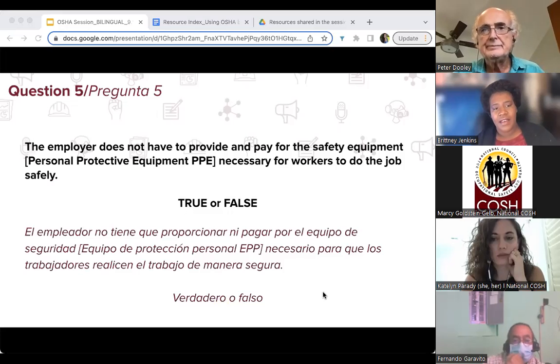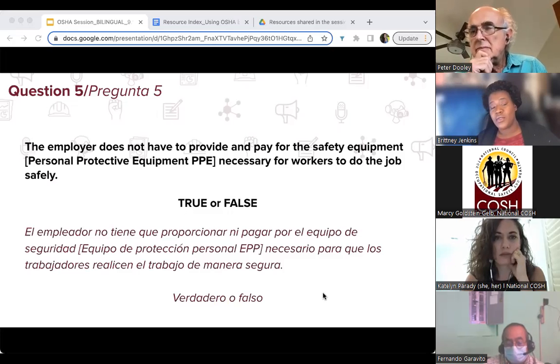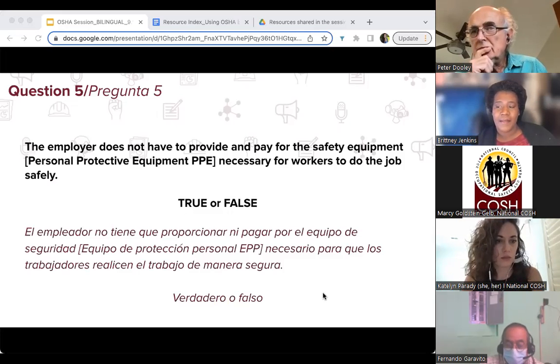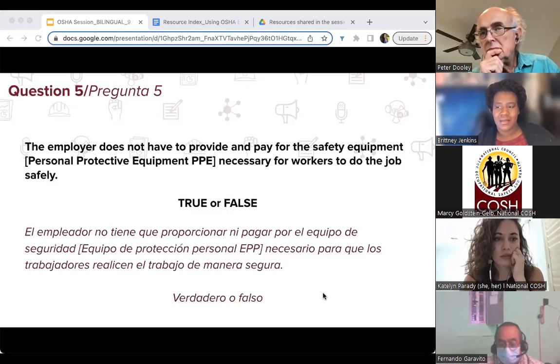Question 5. The employer does not have to provide and pay for the safety equipment, that's the personal protective equipment, PPE, necessary for workers to do the job safely. True or false? Okay, give you about 30 seconds for everyone to get that into the chat. Ten more seconds.